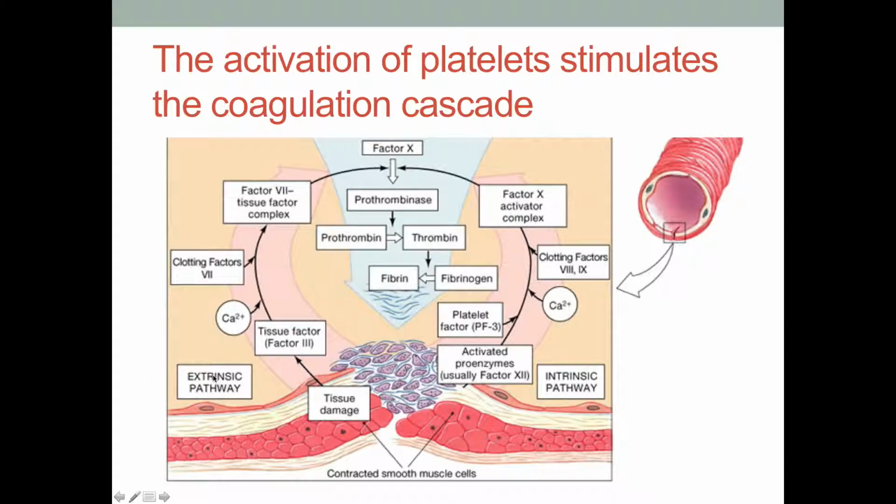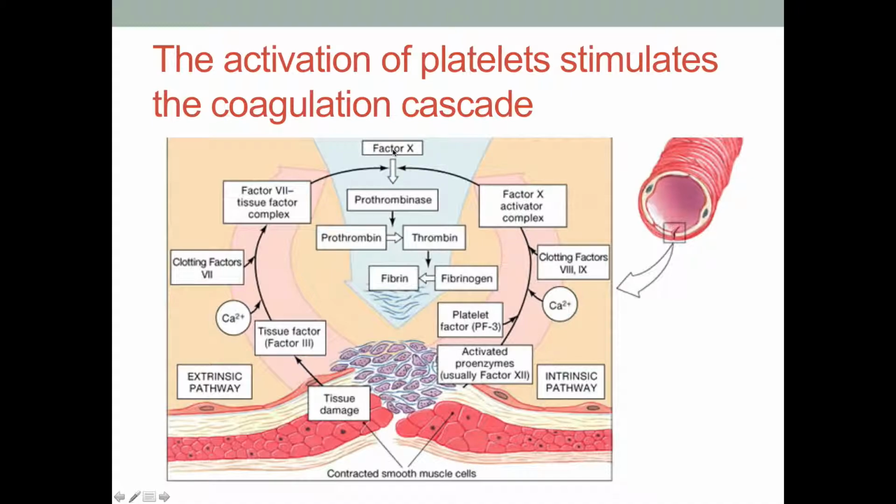So the first pathway is called the extrinsic pathway, and that is initiated when there's actual tissue damage. So the tissue, the vessel is torn and exposed to air. That causes the release of a factor called thromboplastin, or more commonly tissue factor, which is factor 3. And then together with calcium, tissue factor helps to form factor 7. So it's just 3, 4, and 7, which leads to the creation and activation of factor 10.